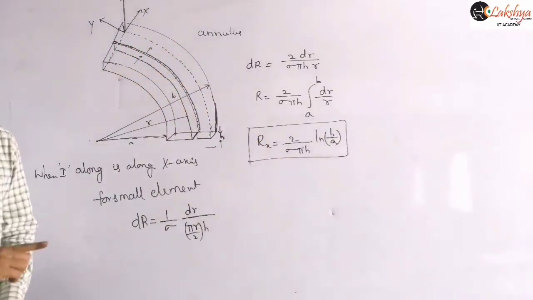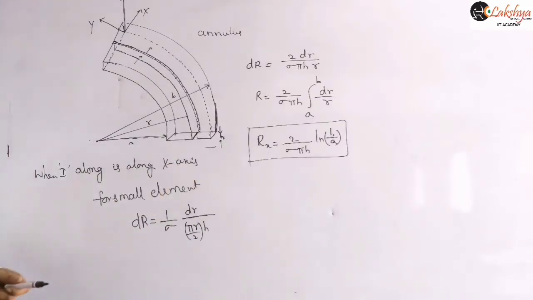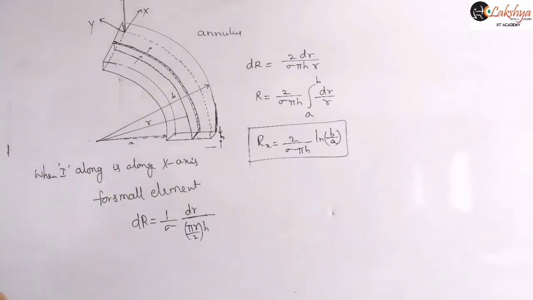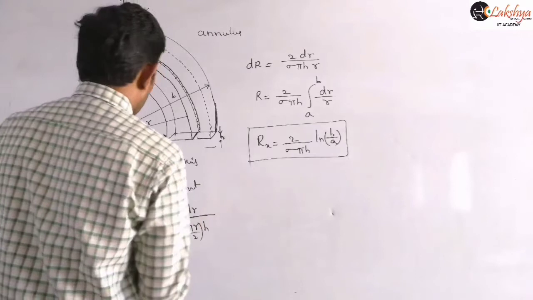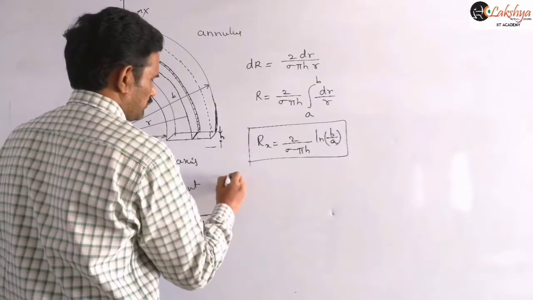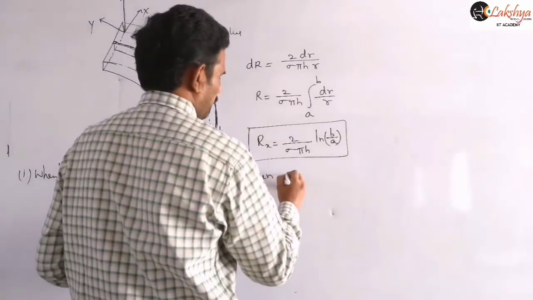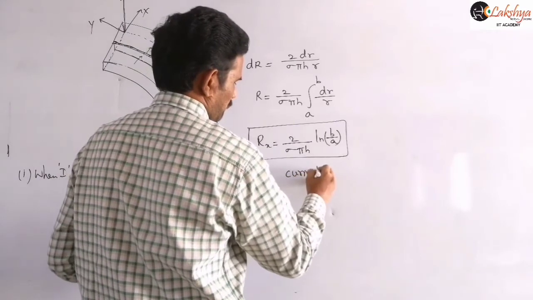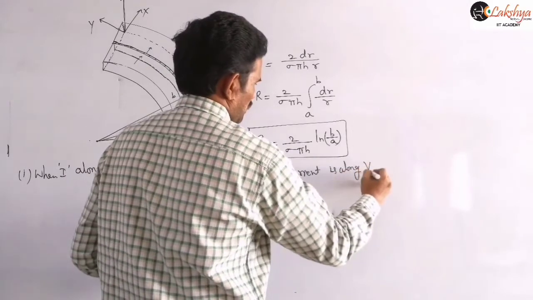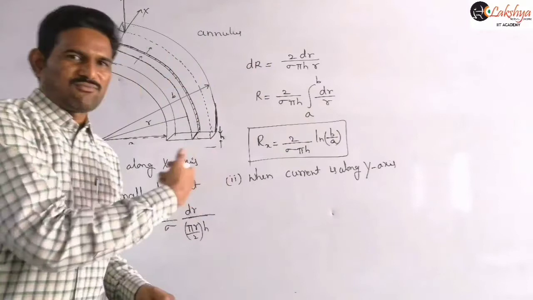So, that is the resistance along the x direction. When current is flowing along the radial direction, the resistance of the material is given by this expression. Next, let us say when it is flowing along the y-axis. So, this is the first part of the problem here. The second part is when current is along the y-axis. Y-axis means along the disk, along the circumference of the disk.